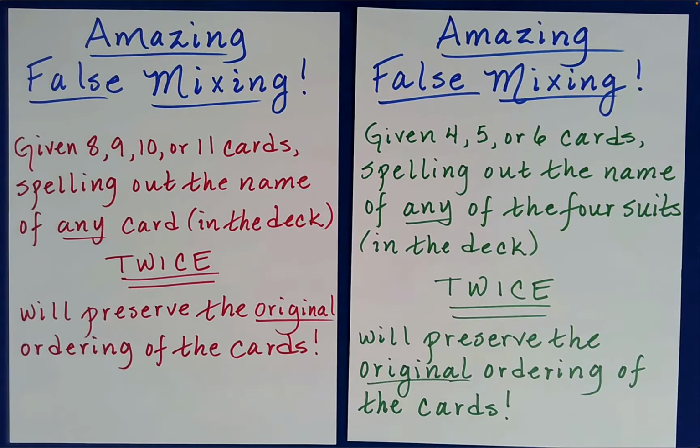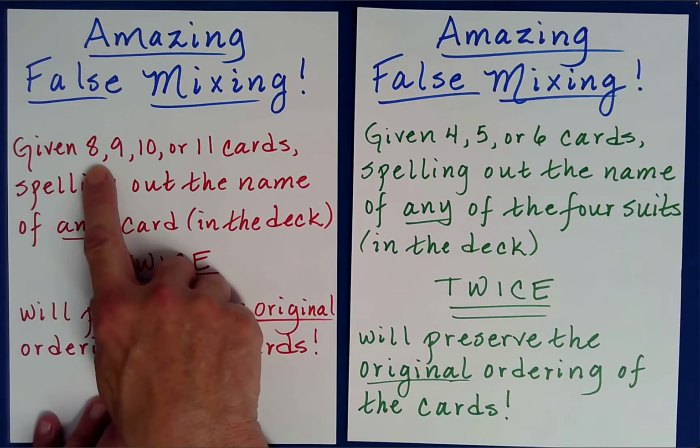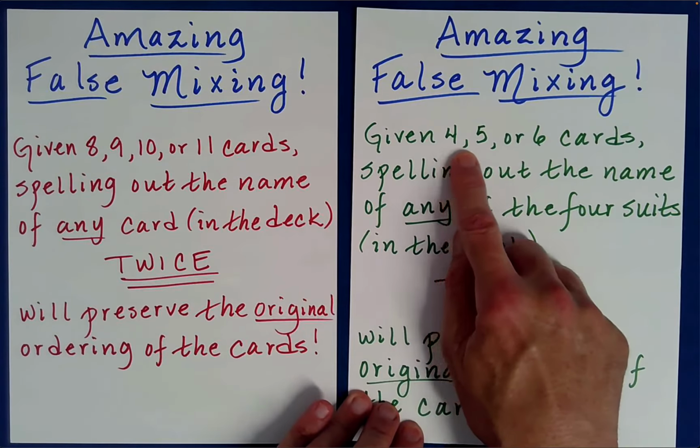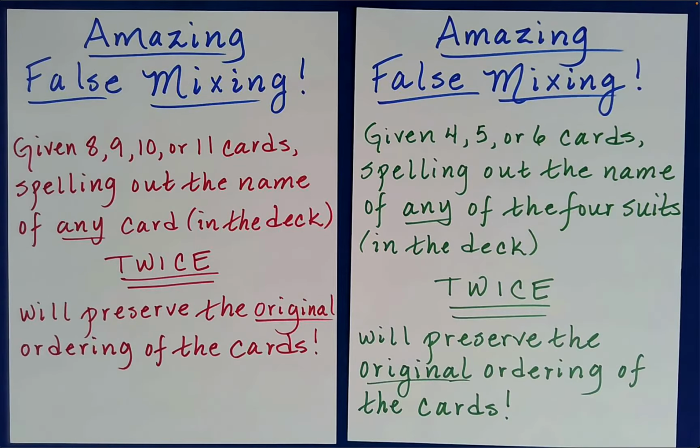So anyway, that's just a simple example of how you could weave these two false shuffles together and get a very surprising and apparently extremely unlikely outcome. So that's what I wanted to share with you today. A couple of amazing false mixing procedures. The first one applies to packets of size 8 through 11, and the other one applies to packets of size 4 through 6. So have fun with that.